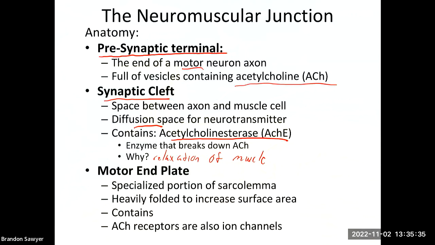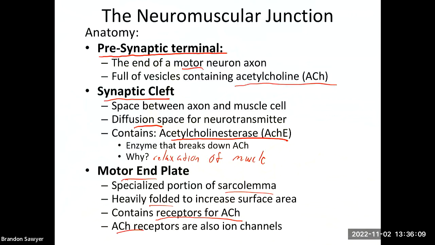So we've got the nerve part of the neuromuscular junction, the space in between the two, and then the muscle side is called the motor end plate. This is just part of the muscle cell membrane, part of the sarcolemma, heavily folded. It gives us more surface area, and the reason we want more surface area is so we can put more proteins on it. The proteins we're talking about are acetylcholine receptors, embedded in the membrane.